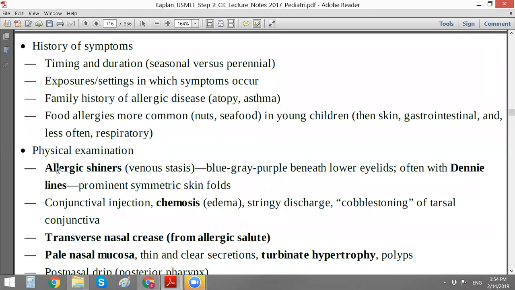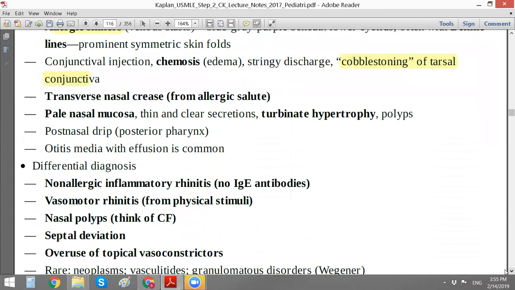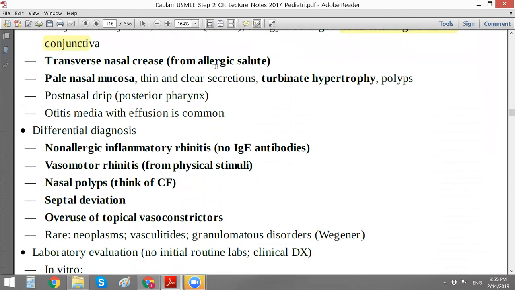Then we have the physical exam. Allergic shiners are venous congestion, blue, gray, purple beneath the lower eyelids, often with Dennie-Morgan lines, prominent symmetric skin folds. Dennie-Morgan lines, that's allergic shiners. Chemosis and a mucoid watery discharge, cobblestoning of the tarsal conjunctiva. Then we have a transverse nasal crease from the allergic salute, and then pale nasal mucosa, turbinate hypertrophy, polyps, postnasal drip.